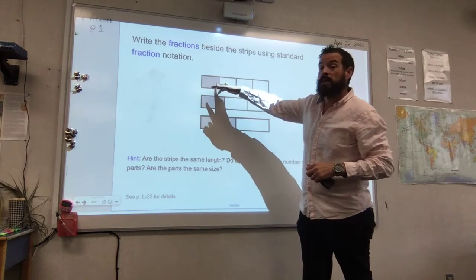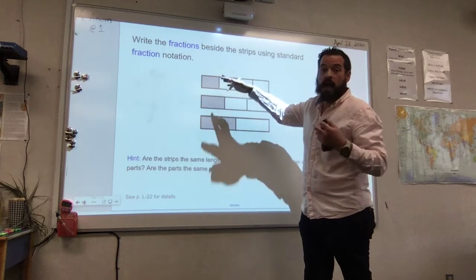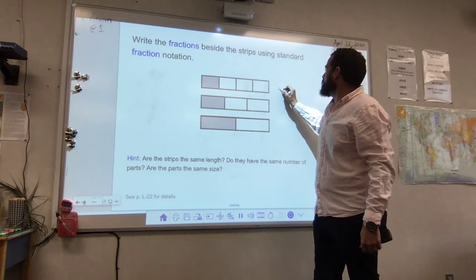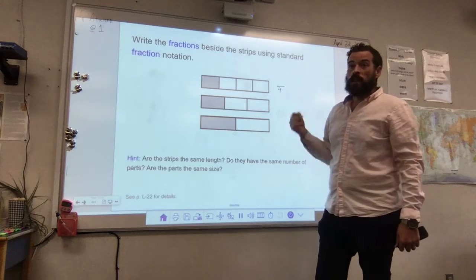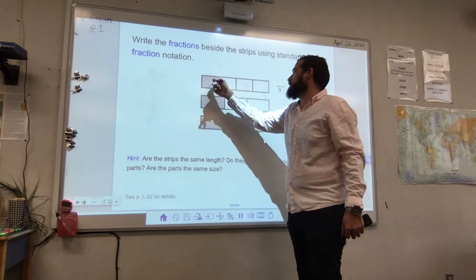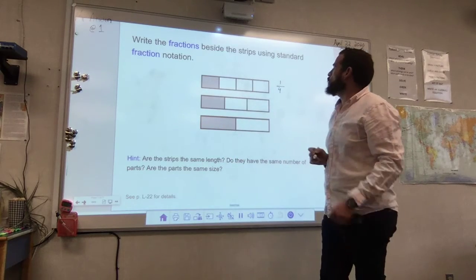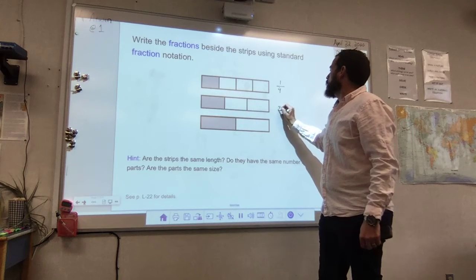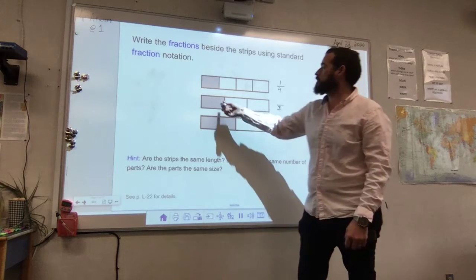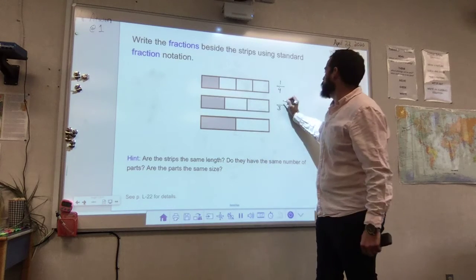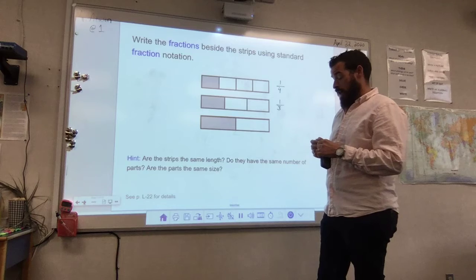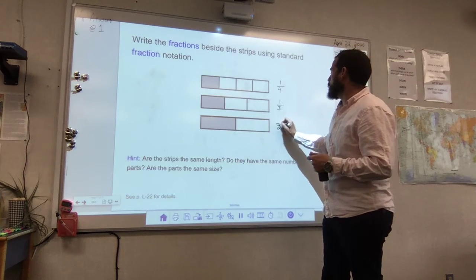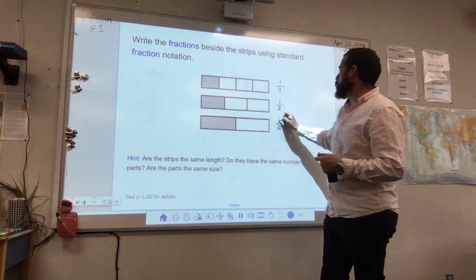So let's write the fractions. Again, I'll figure out my denominator first. I'll see how many parts we've divided that into. 1, 2, 3, 4. So I know it's going to be something over 4. To write that fraction, I count how many are shaded. 1. 1/4. In the middle here, we've got 3 parts. So that's going to be our denominator. Again, 1 part is shaded, so 1/3. And here we've got 2 parts, so 2 will be our denominator. Again, 1 shaded, so 1/2.